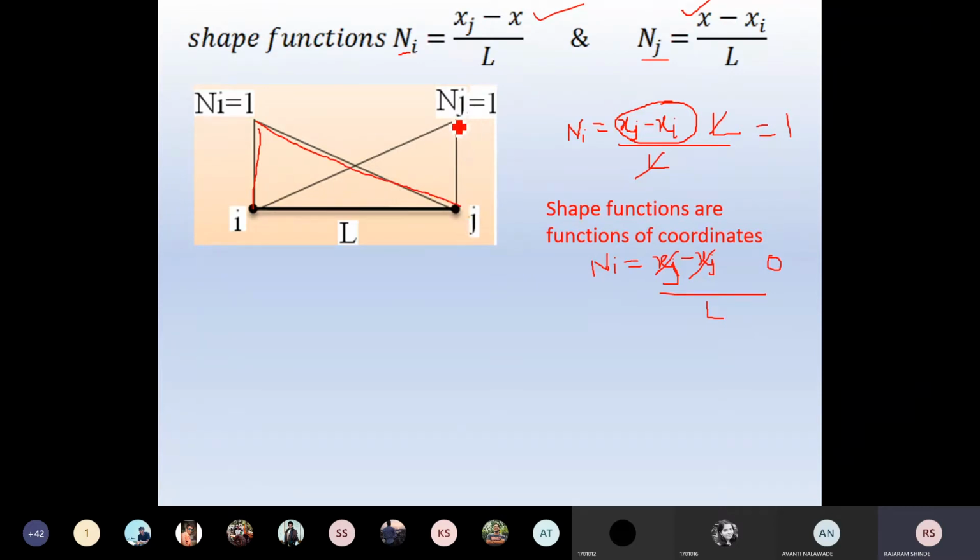Same thing when we go for Nj. If I calculate Nj at node number j, it becomes xj minus xi divided by L, or it is equal to L by L, or it is equal to 1 at node number j. Nj is equal to 1 at node number j here, and it linearly decreases towards node I, because at node I it becomes xi minus xi, or 0 by L, or it is 0. So at node I it is 0. Do you agree with this?